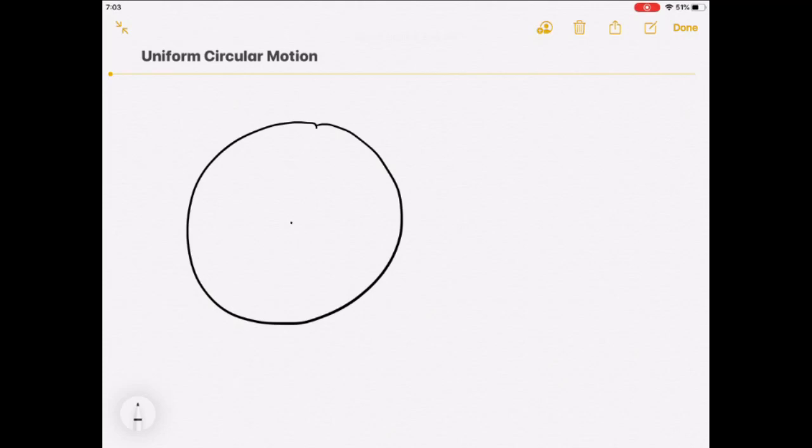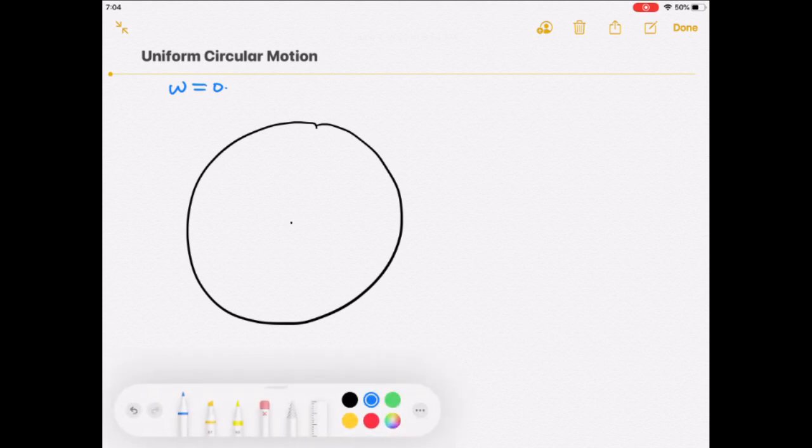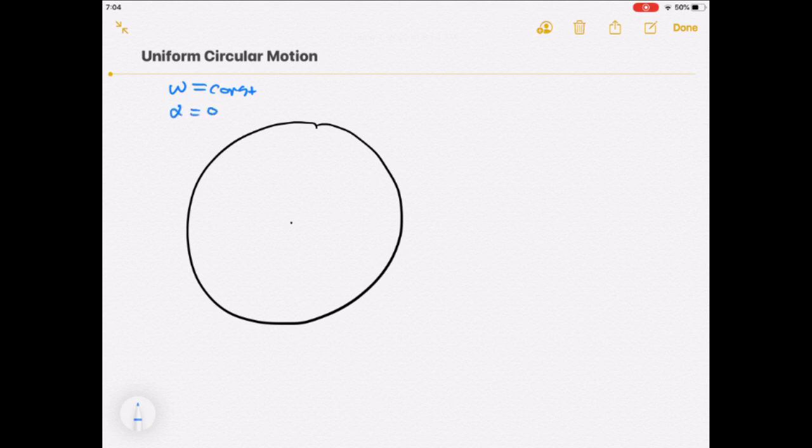So we've talked about constant acceleration rotation, but we kind of sidestepped constant velocity rotation. And that's a special class of motion that we call uniform circular motion. So again, what I'm intending here is for omega to equal a constant, of course. So omega is constant, meaning alpha is 0.